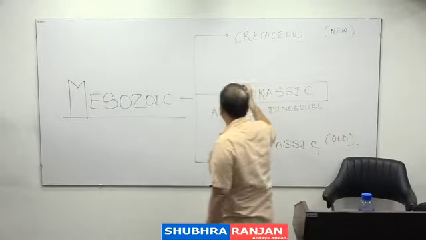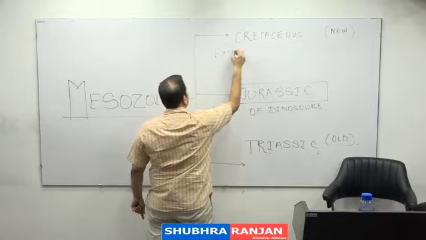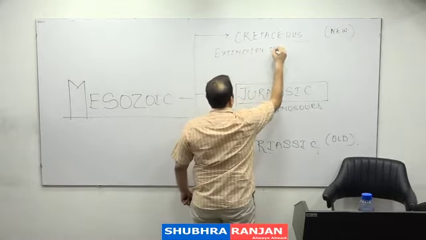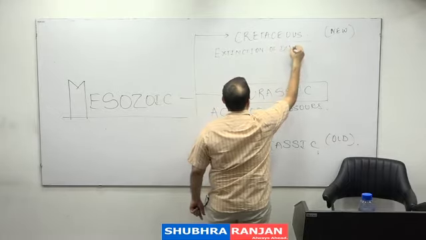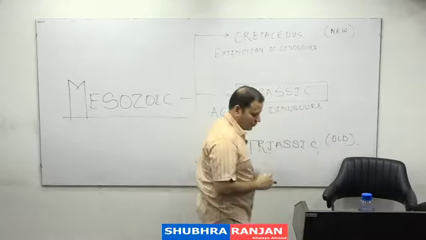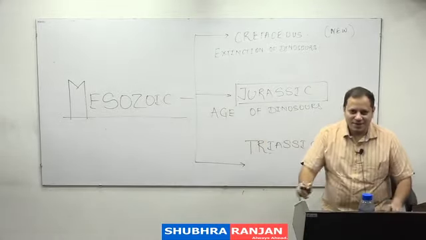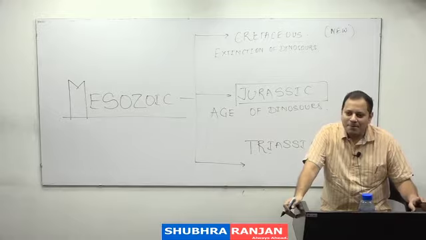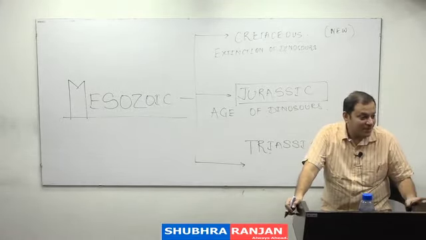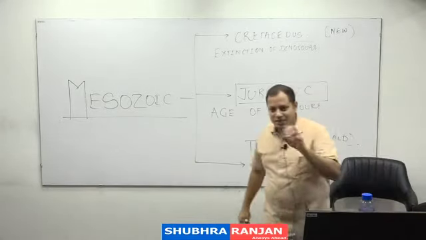And the Cretaceous period is famous for extinction of dinosaurs. It is known for the extinction of dinosaurs. Can you tell me why? In the terms of which catastrophic activity? Volcanic eruption. So this was the age.